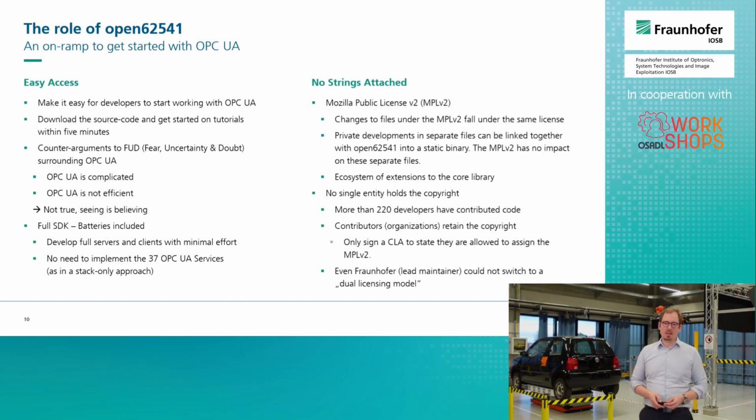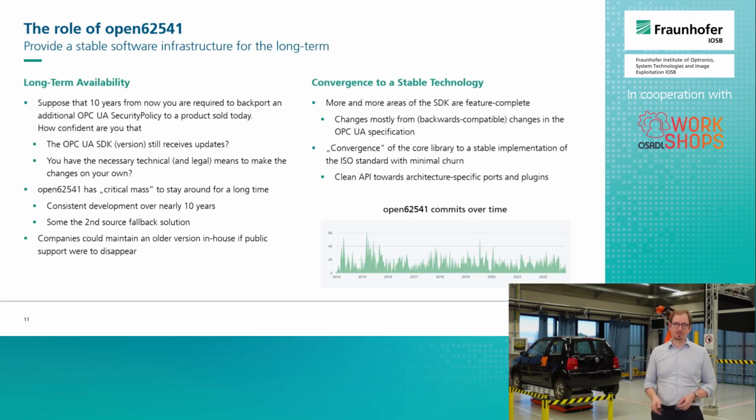So this fear is not founded for open62541, because there is no single entity that holds the copyright that could change the licensing model in the future. All the developers, more than 220 that have contributed to the repository, still retain their copyright. And so there is no single entity that could switch the licensing model. By that reasoning, OPC UA will be available in the long term.